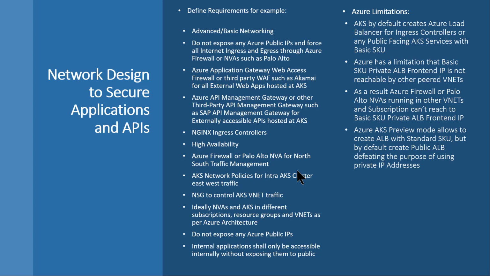How your north-south traffic is going to be, how you're going to use the NSGs here, right? What's your east-west traffic within the AKS cluster? Basically, the traffic between different pods. These are very important considerations, as is where your firewalls are placed inside your Azure: in the same subscription, same resource group, or a different resource group, different VNets, right? So these are the required considerations that you need to look into. But it becomes more complex once you understand the Azure limitations.